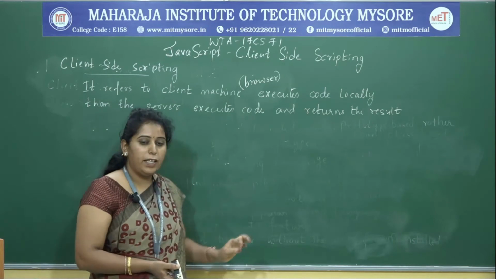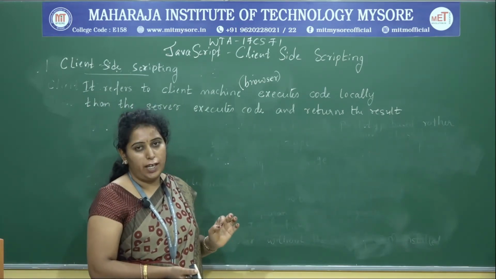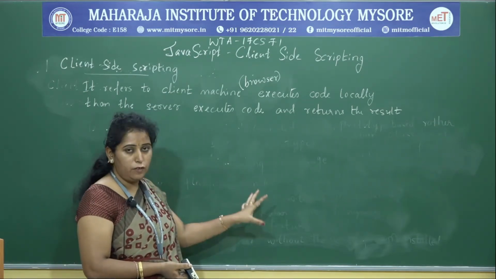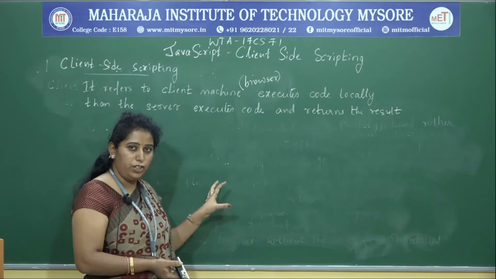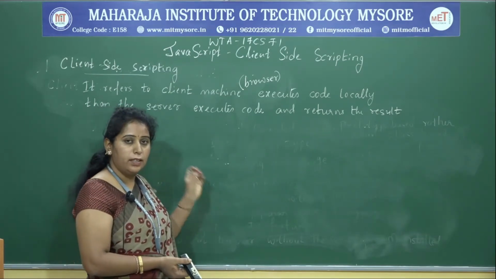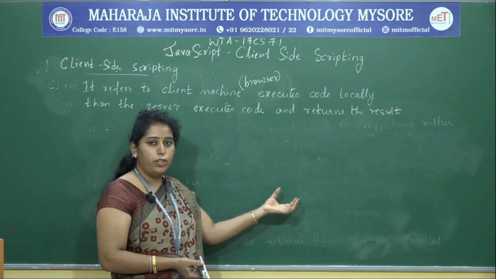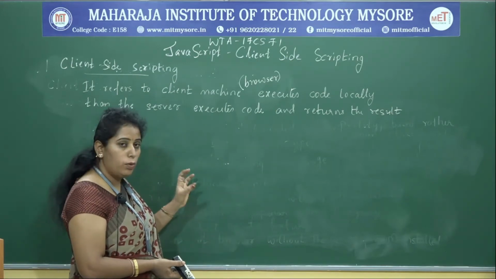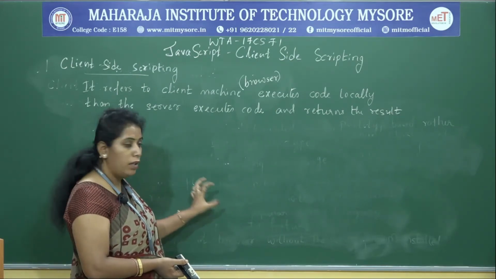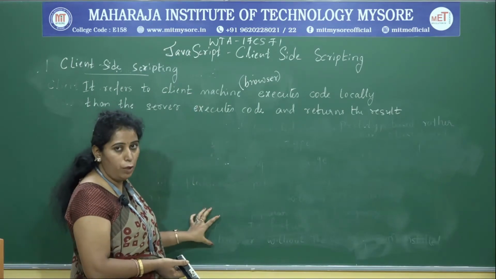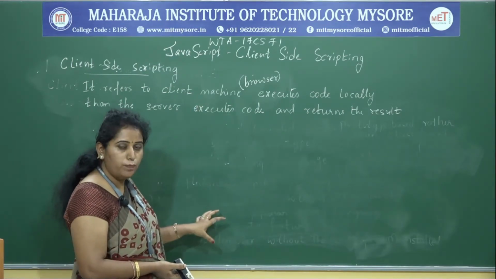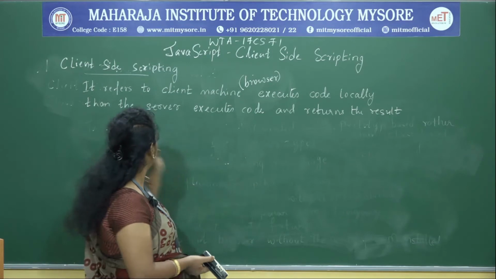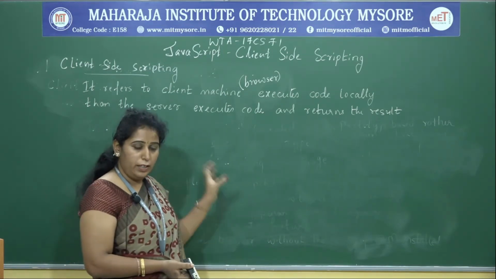For example, JavaScript is a client-side scripting language. Consider an example of client and server communication: the client initiates the request and the server provides the result. From the client side, our client machine is the browser, which executes the code. Then the server executes code and returns the result. This is how a client side scripting language is defined.